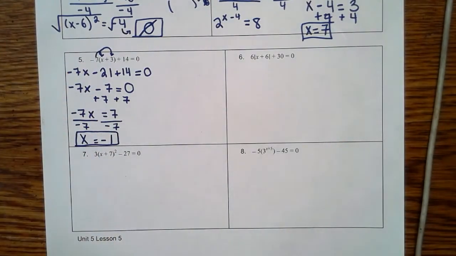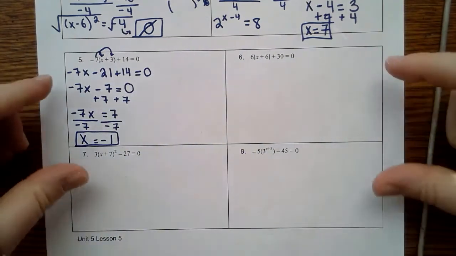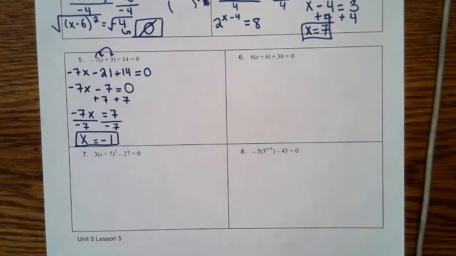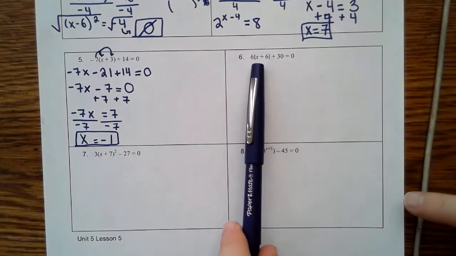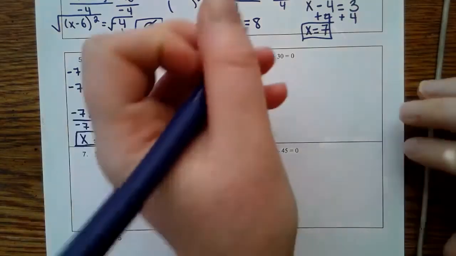And negative 1. And notice, everyone, we do a linear, an absolute value, a quadratic, an exponential every set. And that's very intentional. Okay, let's try number 6. I'm going to deal with this x plus 6 last because it's stuck in the bars.